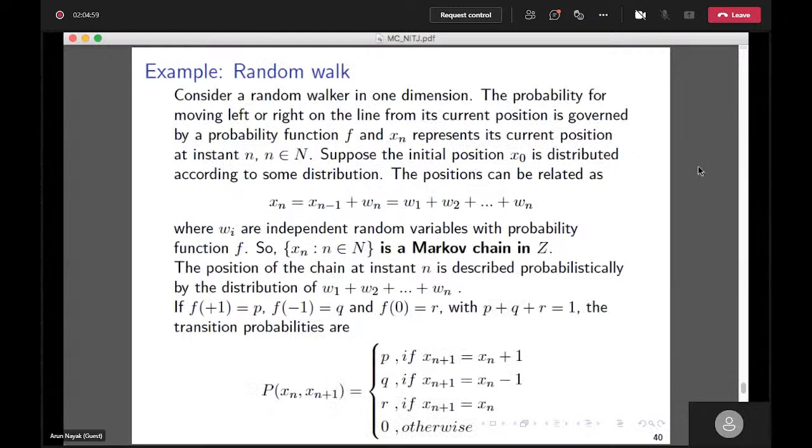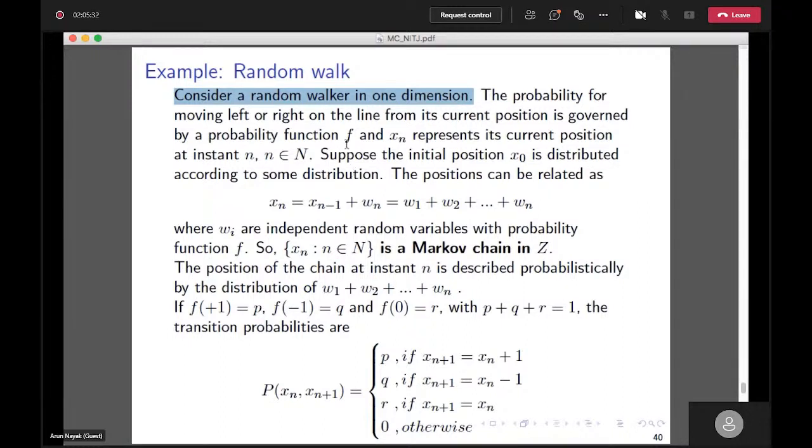One example of a Markov chain is a random walk. You may have heard of it. So consider a random walker in one dimension. The probability for moving left or right on the line from its current position is governed by a probability function f, and Xn represents its current position. So given a current position, it has a probability to go left or right, which is given by some function.